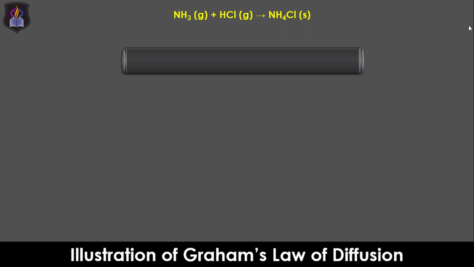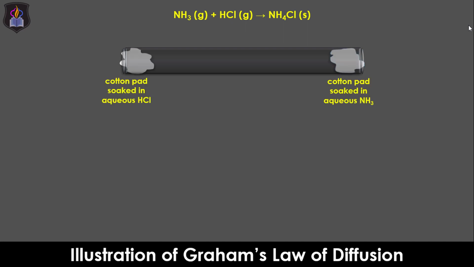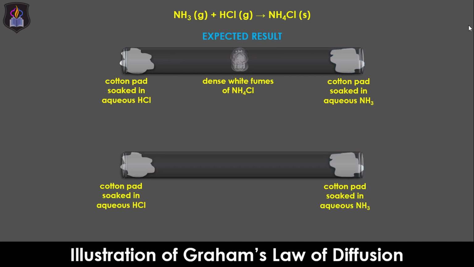When a glass tube was fitted at both ends with two pieces of cotton wool saturated with concentrated ammonia and concentrated hydrochloric acid respectively, the vapors of the gases were expected to diffuse from the different ends of the tube towards the center. However, it was observed that dense white fumes formed at a point closer to the end that had the cotton wool soaked with concentrated hydrochloric acid.